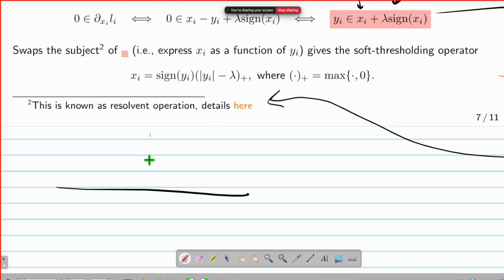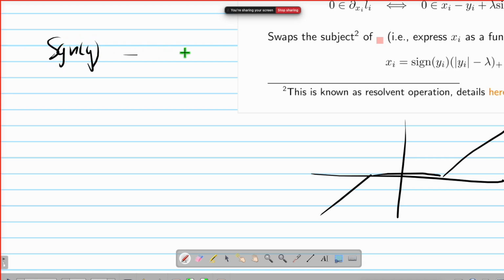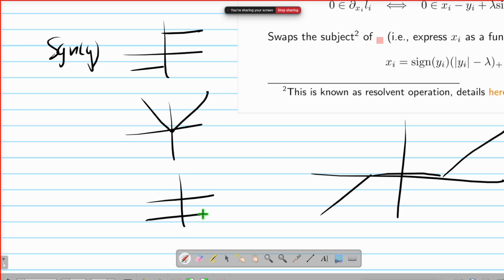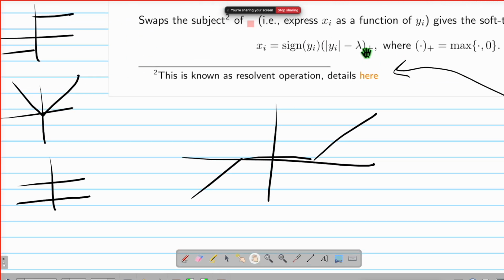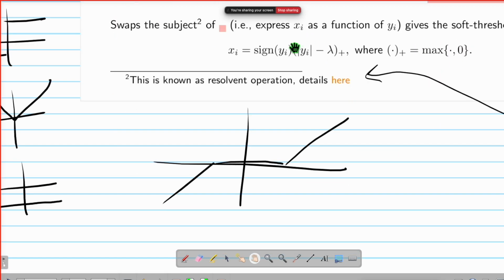Okay, let me go back to here. I have this function that looks like this. This is sign y. So basically it's this, okay? Absolute value y, just this, right? Minus lambda is just 1. In our case, it's constantly negative 1, okay? What is this bracket thing? This bracket means if it's negative, get it to 0. So what is this part without the bracket? This part without the bracket is absolute value y minus lambda. So it will be what?